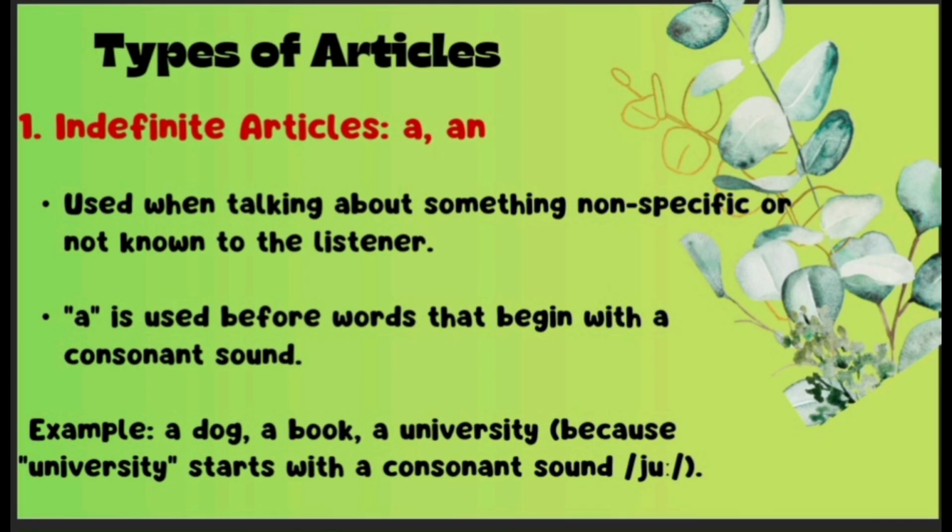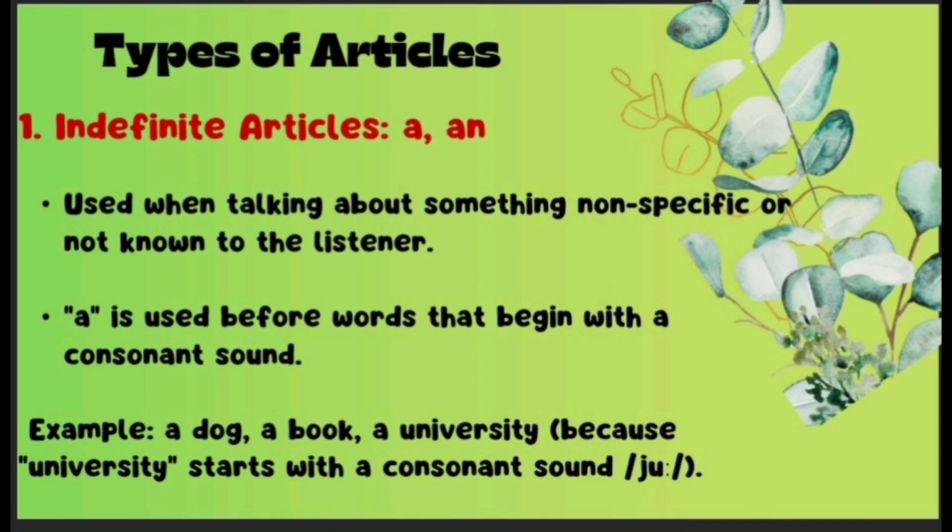Types of articles. There are two types of articles. The first one is indefinite articles: a, an. Both come under indefinite articles. They are used when talking about something non-specific or not known to the listener. A is used before words that begin with a consonant sound.